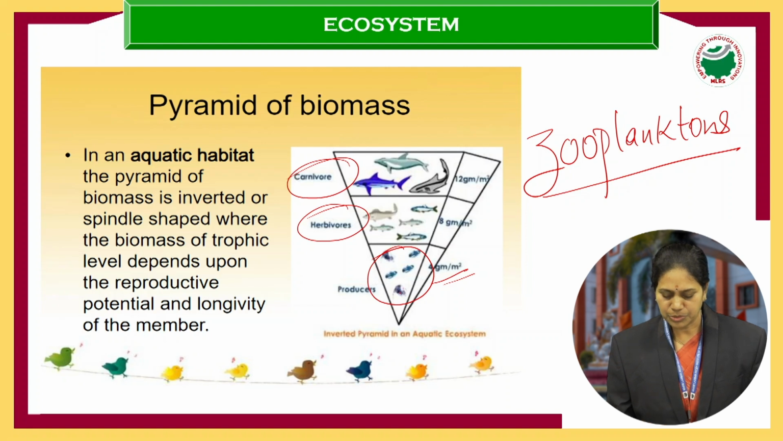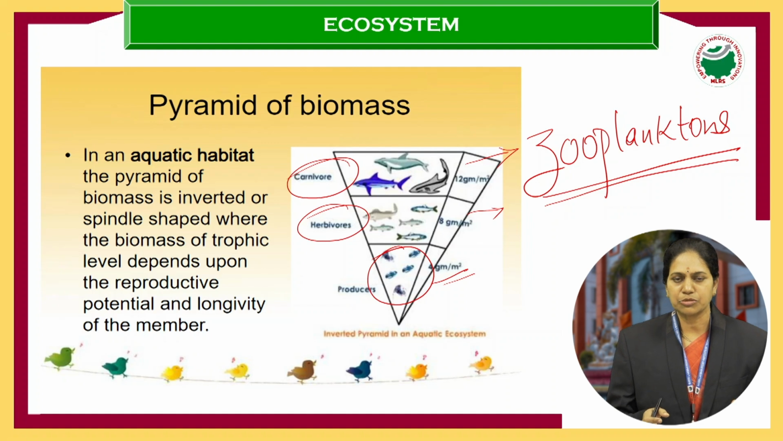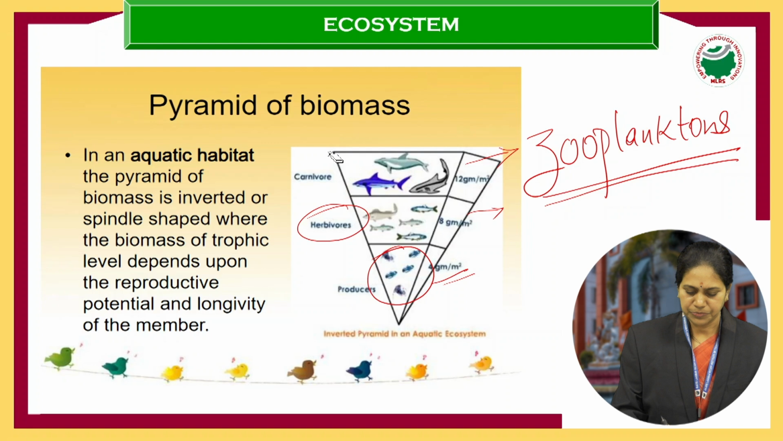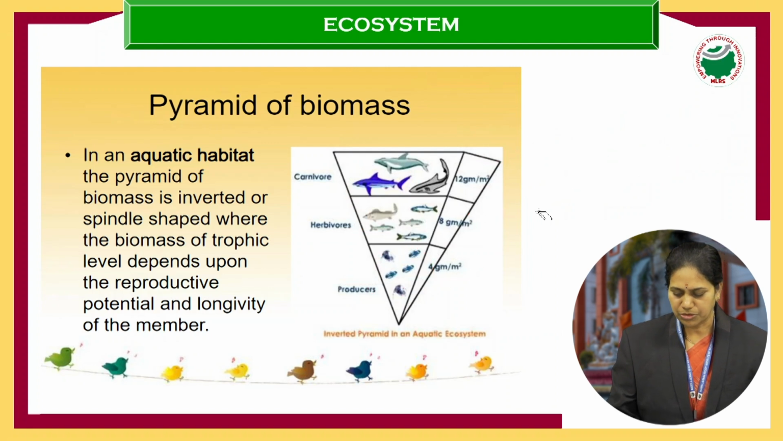So the producers here are the zooplanktons. Zooplanktons are nothing but the larvae of different aquatic life. So when these are being fed upon by the next level of organisms, their biomass is increasing. Then these are being fed by the next level of organisms, their biomass is also increasing. And as you can see, the biomass present in the producers is far, far less when compared to the consumers. So that is why we are calling this an inverted pyramid of biomass.